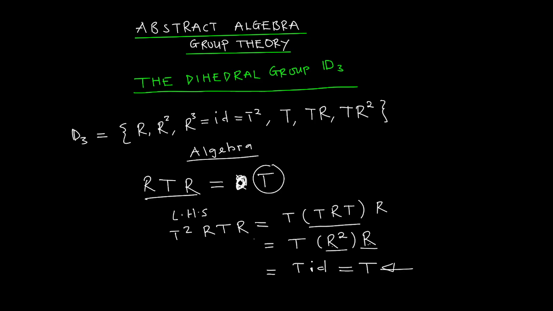So you can see there, starting with the left-hand side, we end up with the right-hand side. And that is some algebra of group theory. In the next video, we're going to be looking at the symmetries of a square and the Cayley table.